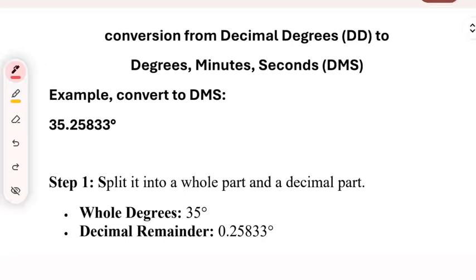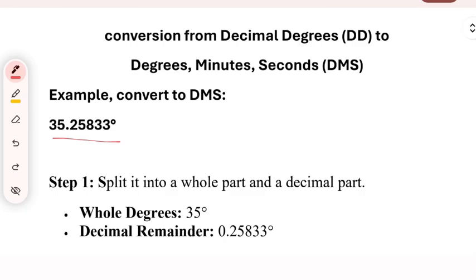Hello. So we already had a problem where we converted degrees, minutes, seconds, or DMS, to DD, or decimal degrees. So in this video, we will do it the other way around. We will convert DD. If you are given a decimal degree and you want it in the form of degrees, minutes, seconds.